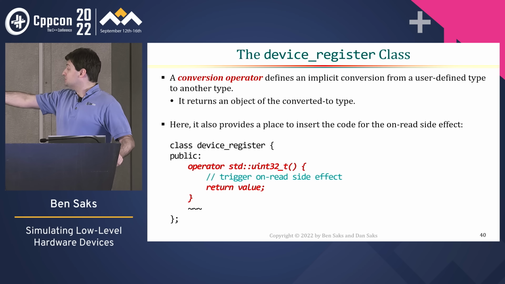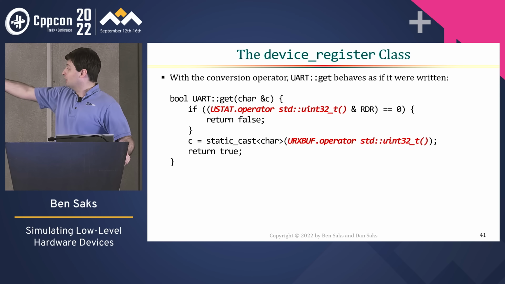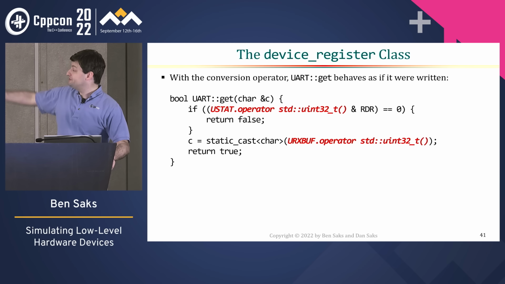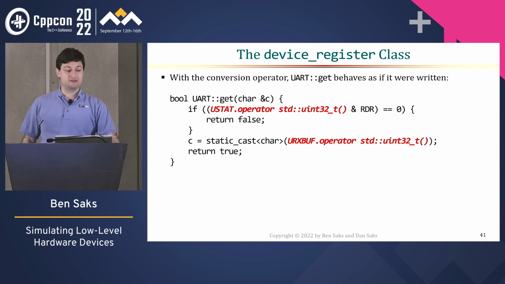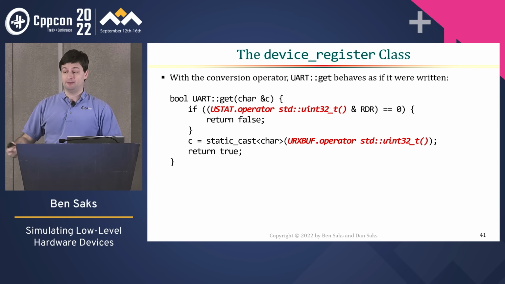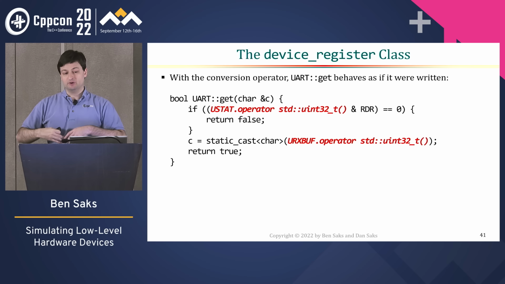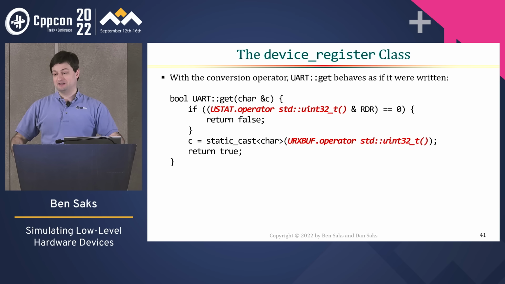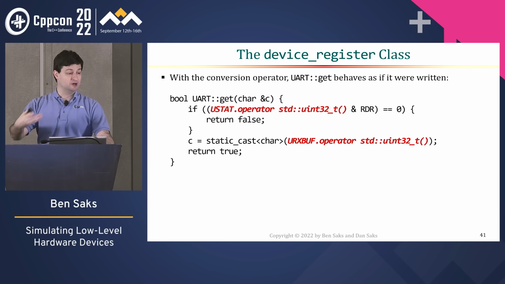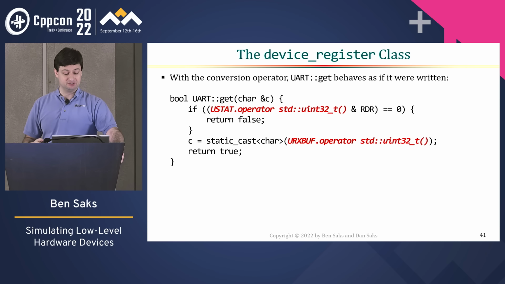So once that function is in place, uart_get will behave in the simulated environment as if I'd written code kind of like this, where I was explicitly calling the conversion operator. You wouldn't normally write code like this. This is just meant to help you visualize exactly what's going on in these situations.